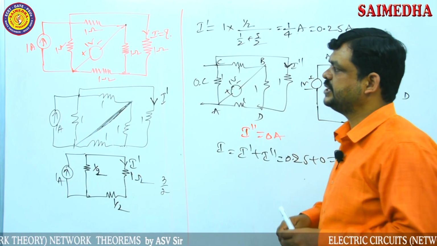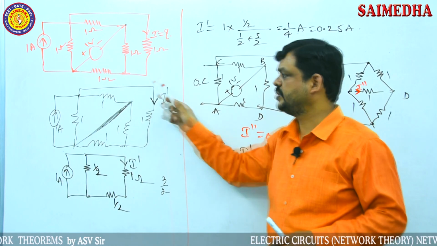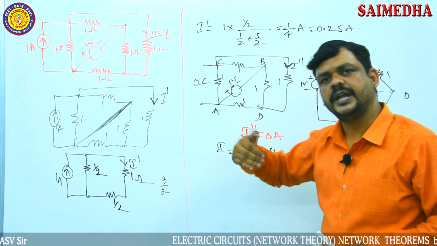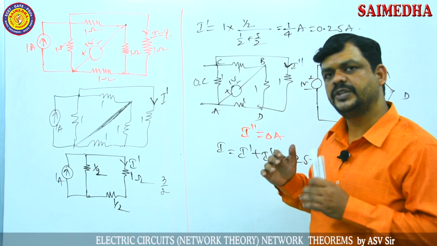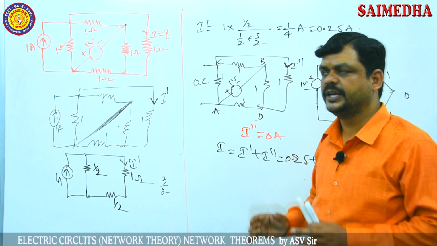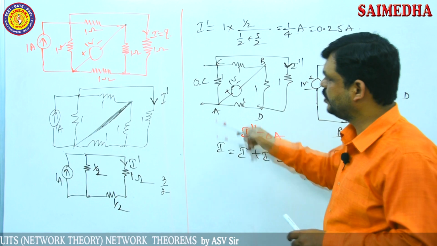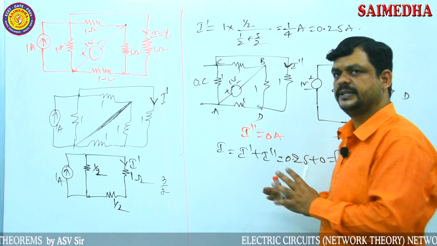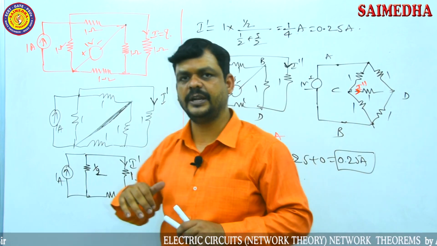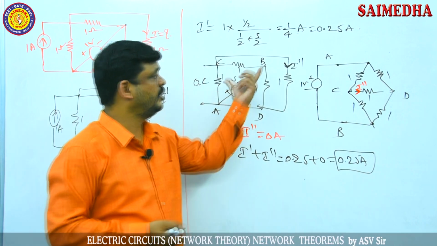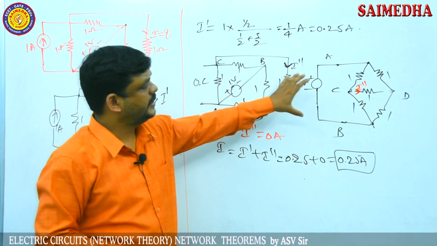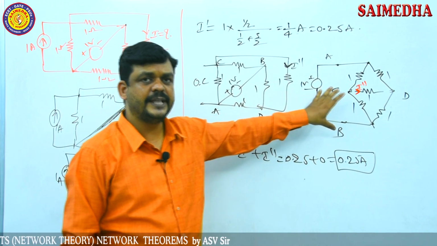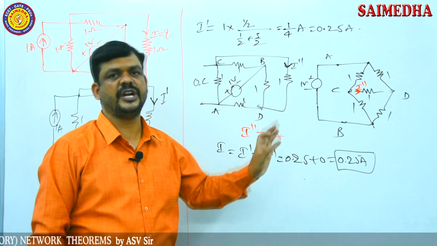Similarly, for the second source, I apply the voltage source and the current source is eliminated. The current source's internal resistance is infinity, so the current source acts as an open circuit. The remaining network is like this. To redraw the network, we just assume the nodes and redraw it like this. In this case, the network acts as a bridge network.